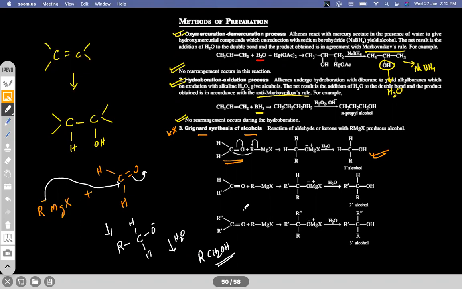Only formaldehyde gives you 1 degree alcohol. Any other aldehyde gives you 2 degree alcohol. If you have ketone, it gives you 3 degree alcohol. This you can directly memorize. Formaldehyde gives you primary alcohol, any other aldehyde except formaldehyde gives you secondary alcohol, and ketone gives you tertiary alcohol. The mechanism is exactly the same that I've written over here.